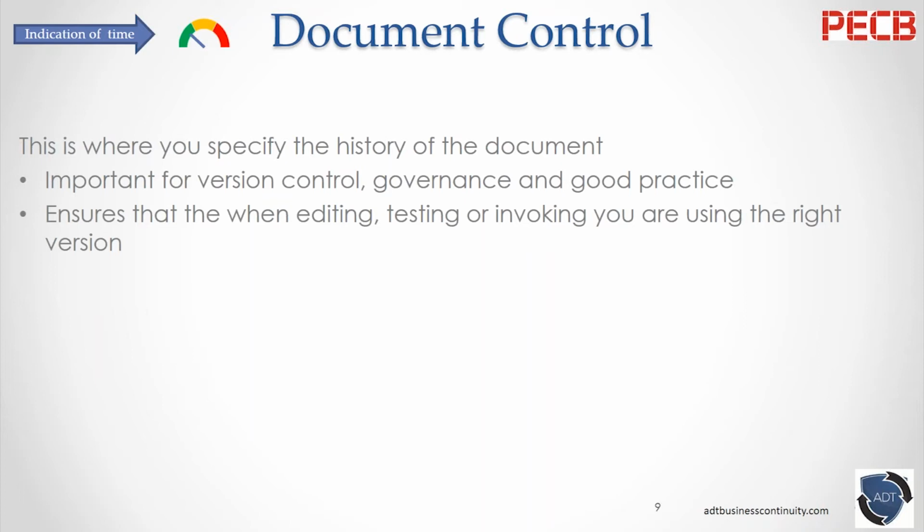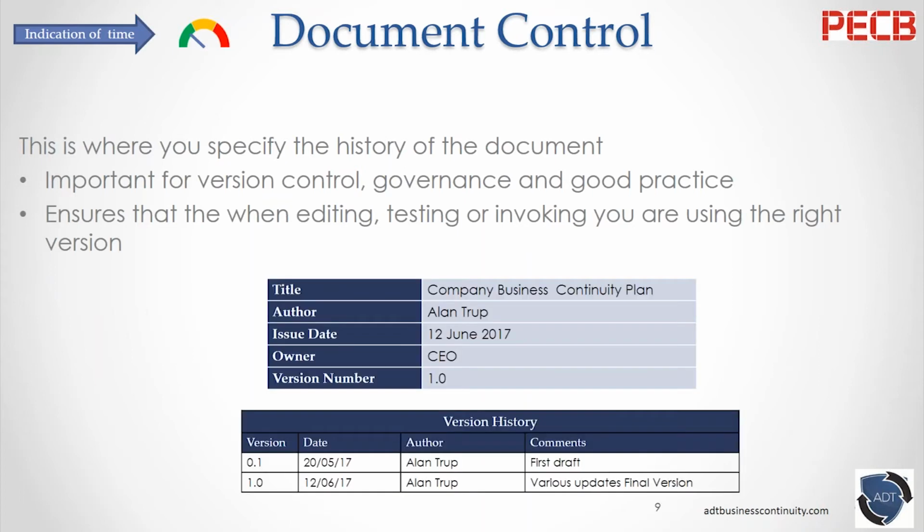So it ensures that when you're editing, testing and invoking, you are using the right version. Just like with software, it's the same kind of thing. You don't want to use an earlier version. It's relatively easy to pick up and start using the wrong one, which could be a disaster. It could worsen your response to a disaster if you did use the wrong version, especially if things have changed radically.